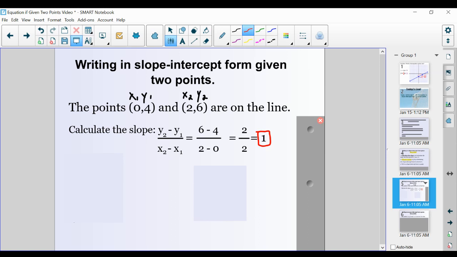The second step is to choose one of these 2 points and substitute it into our equation slope-intercept form, y equals mx plus b, to solve for b. Well, again, it does not matter which coordinate point we use.